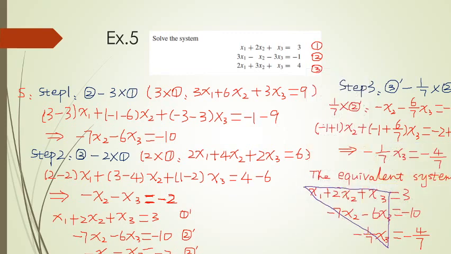So here it's easy. In the third equation, x3 is 4. Then minus 7x2 minus 6 times 4 equals minus 10. So what is x2? x2 equals minus 2, right? And then the first equation is x1 plus 2 times minus 2 plus x3, which is 4, equals 3. What is x1? x1 equals 3.